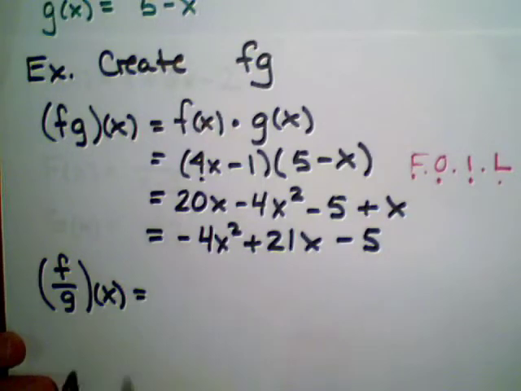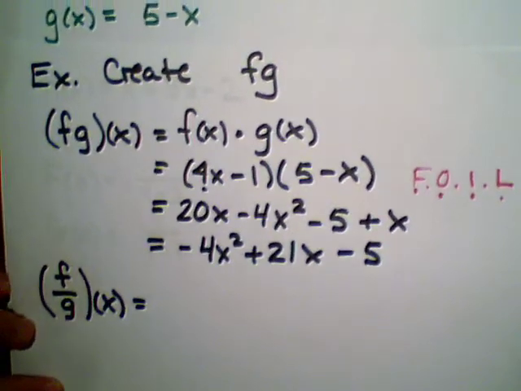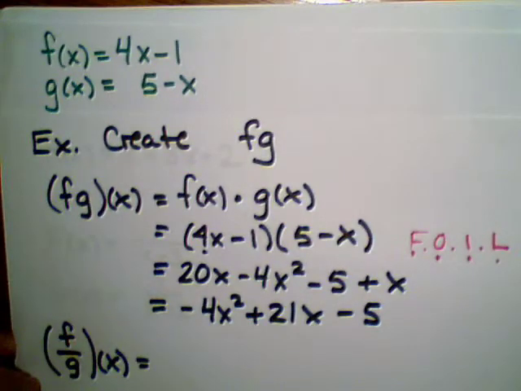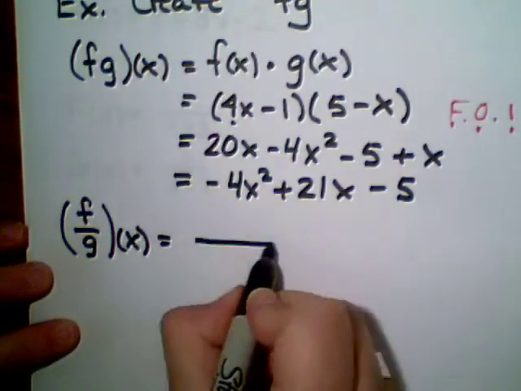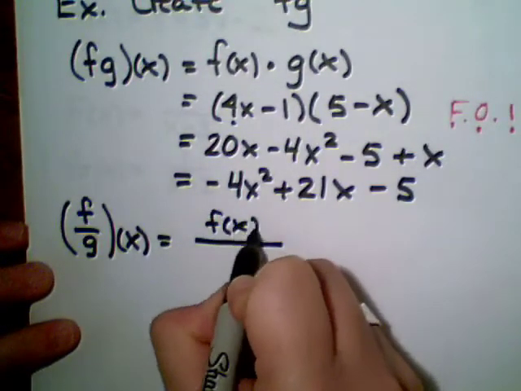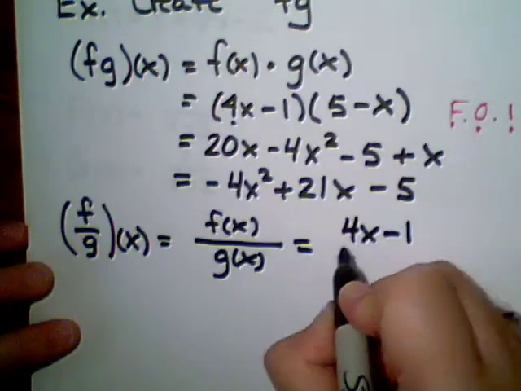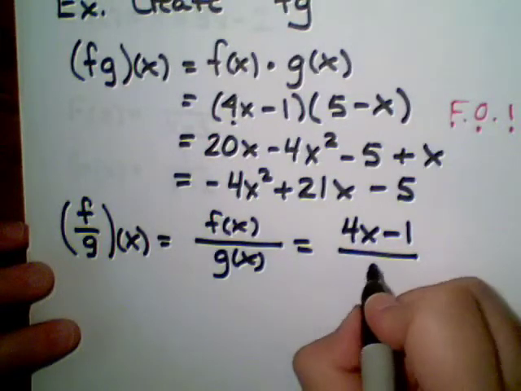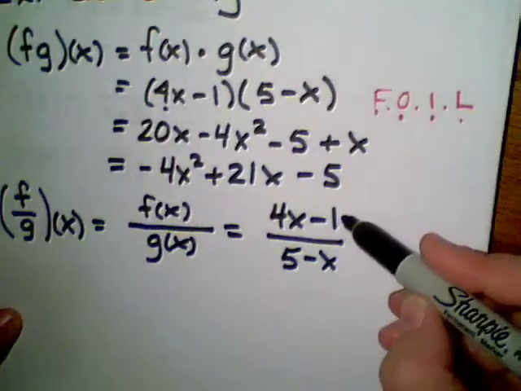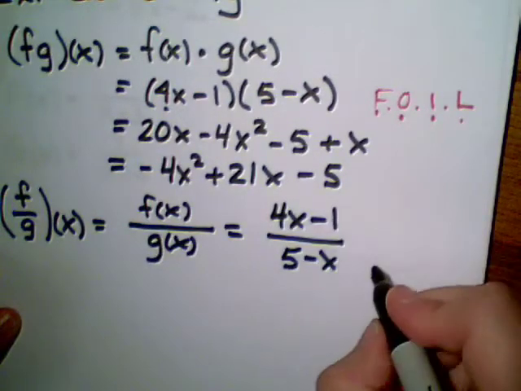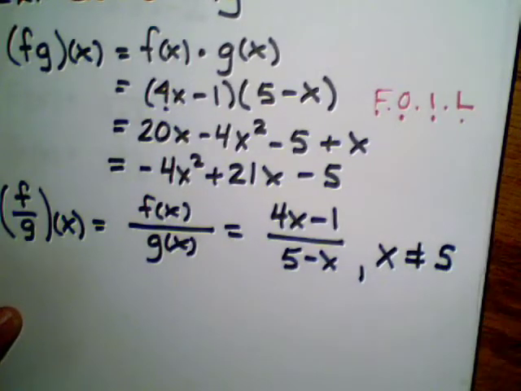Okay, let's take a look at this quotient, f divided by g of x. And we're going to continue to use those functions, 4x minus 1 and 5 minus x. Okay. So by definition, we have a ratio of f of x and g of x, where f of x is the line, 4x minus 1, and g of x is the other line, 5 minus x. And I think the reader can see that x cannot be 5, but we need to keep that in mind.